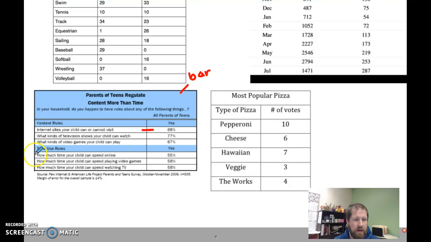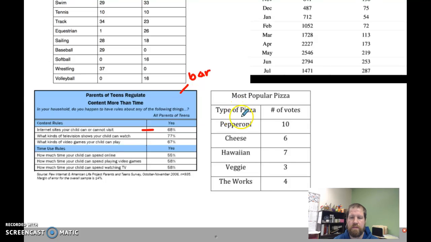This might be the best way to represent it. How many parents say that they control how much time their child can spend online? Well, 55%. This shows pretty clearly what is happening. But if we were going to try and show all of this data together, a bar graph is probably our best bet.